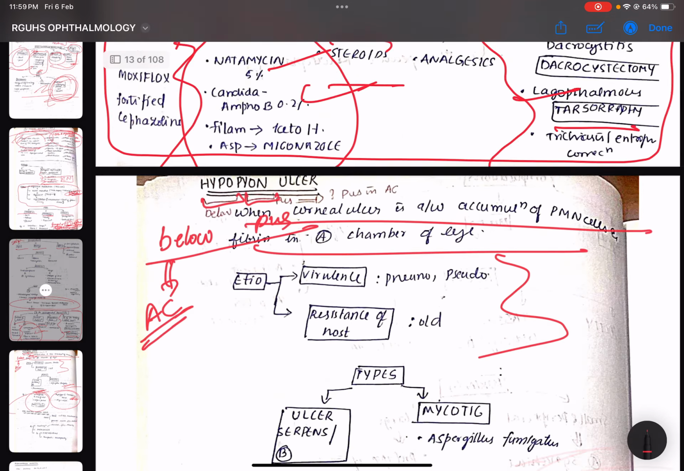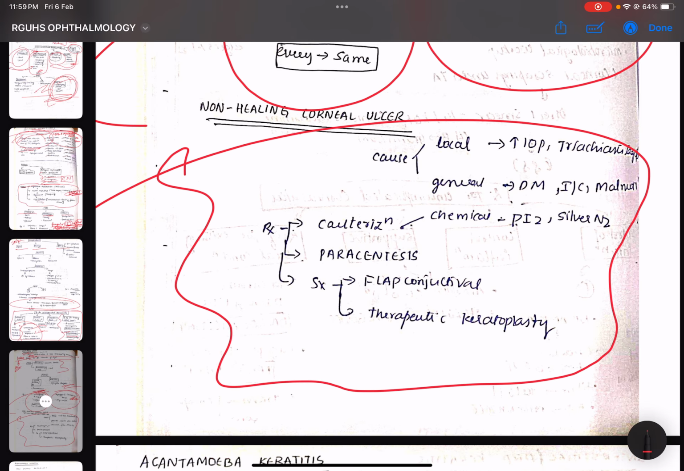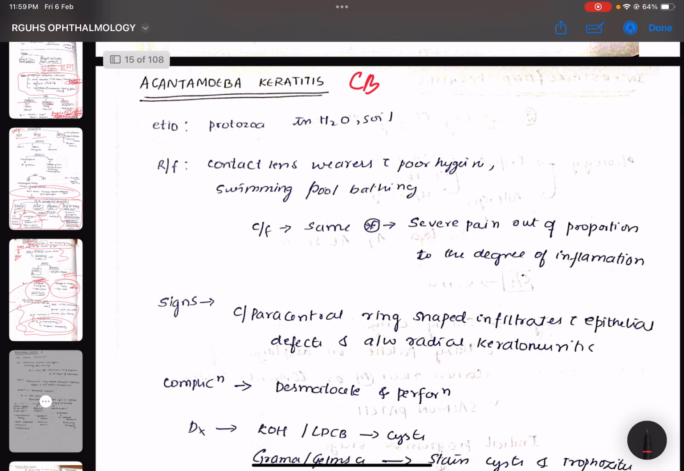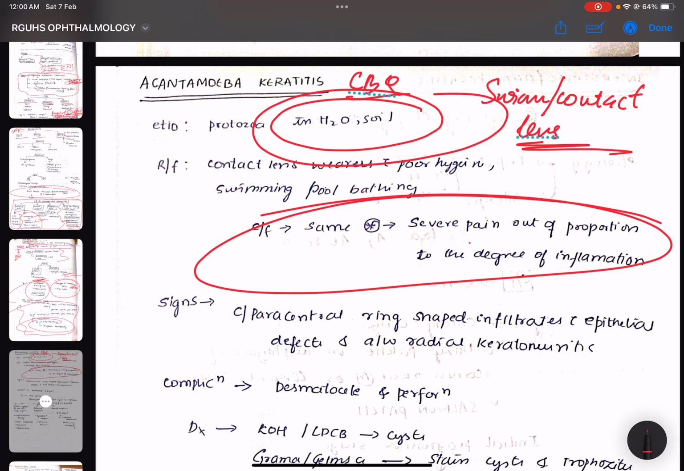you should know. Again, causes of non-linear ulcer and how do you go? Obviously it's majorly a surgical thing. I can't remember again here if the CBQ has to be asked. Again, something to do with swimming they might ask you, or about contact lens they might ask you. Make sure you know how you identify a diagnosis, how you come to a diagnosis. Again, clinical features are the same here. Severe pain out of proportion.